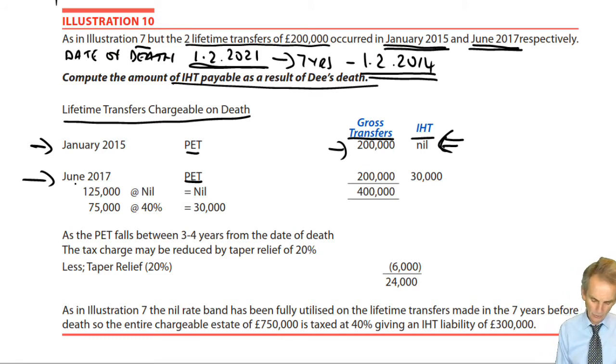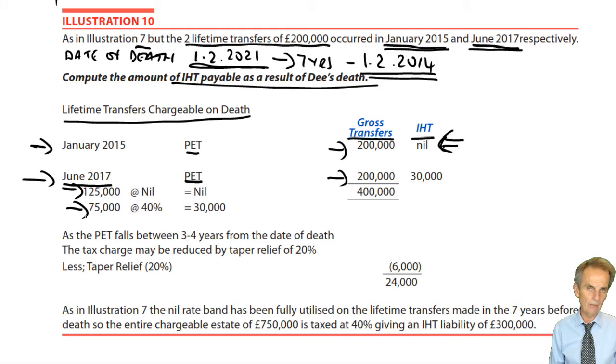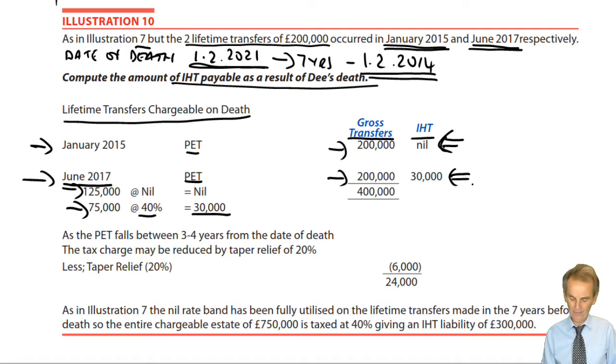But of course, we move on to June 17. Again, £200,000, but now only 125 of the 325 nil rate band remains available to us. That pushes, as we saw previously, 75,000 of this 200 transfer up into the 40% bracket, and therefore £30,000 of IHT would become payable. But we now notice the dates. June 17. As we know, it is clearly within 7 years of the date of the death of the taxpayer.